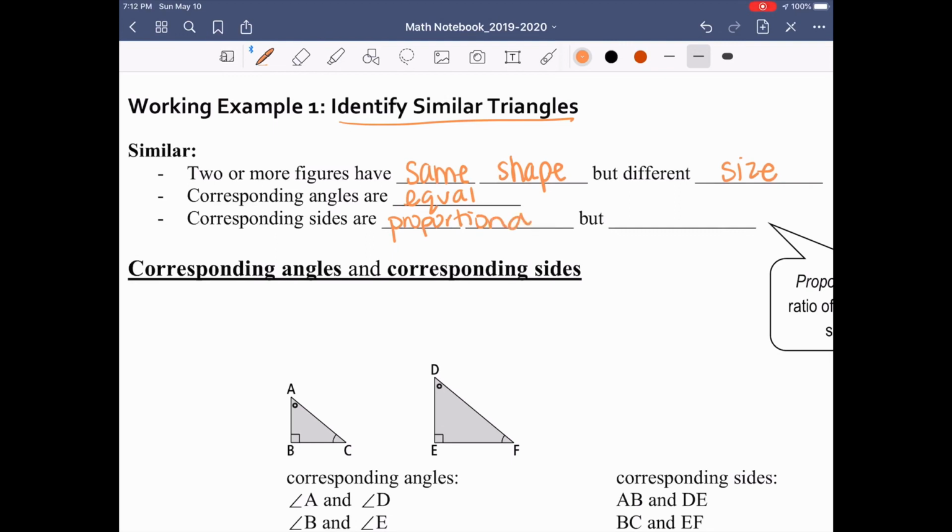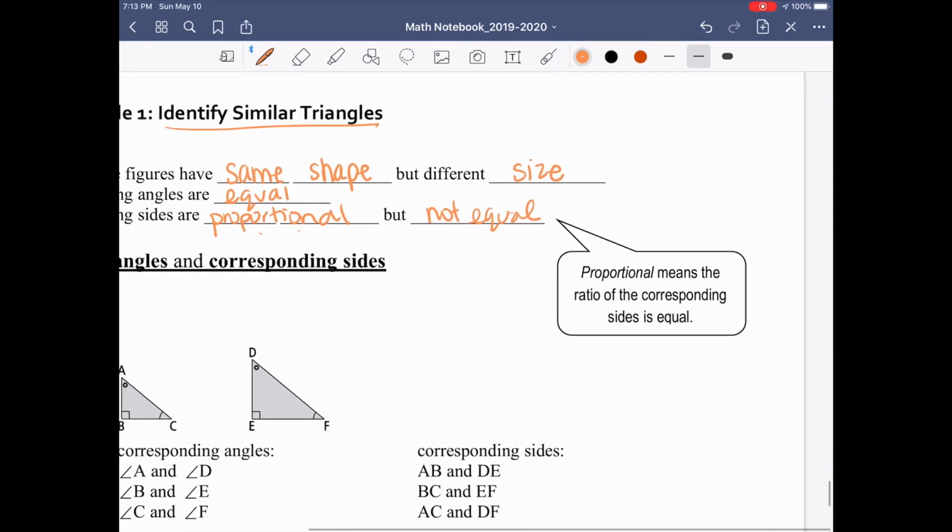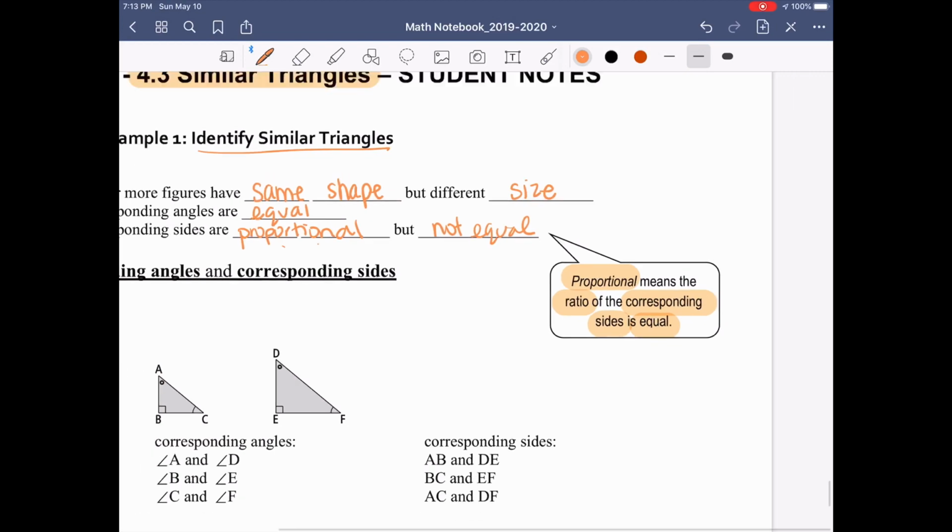What does it mean to be proportional? Proportional but not equal, that's why there's two lines here. So not equal, but they are proportional. What does proportional mean? Proportional means that the ratio of the corresponding sides is equal. Okay? Ratio means, remember, that you're dividing them by each other, which we're going to talk about in a second.